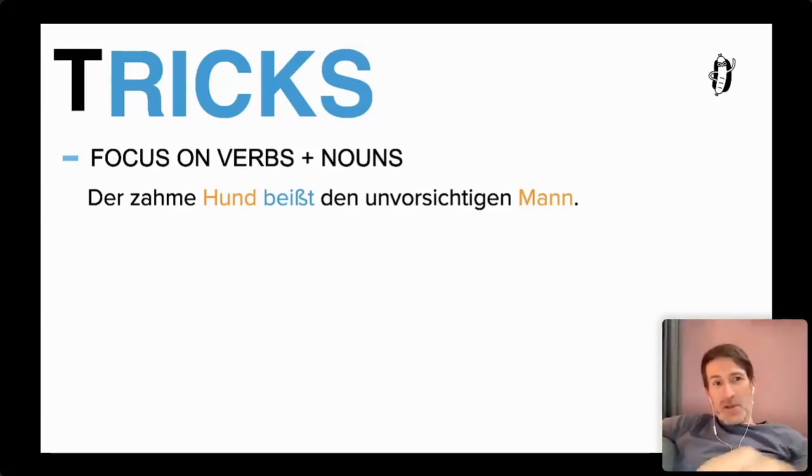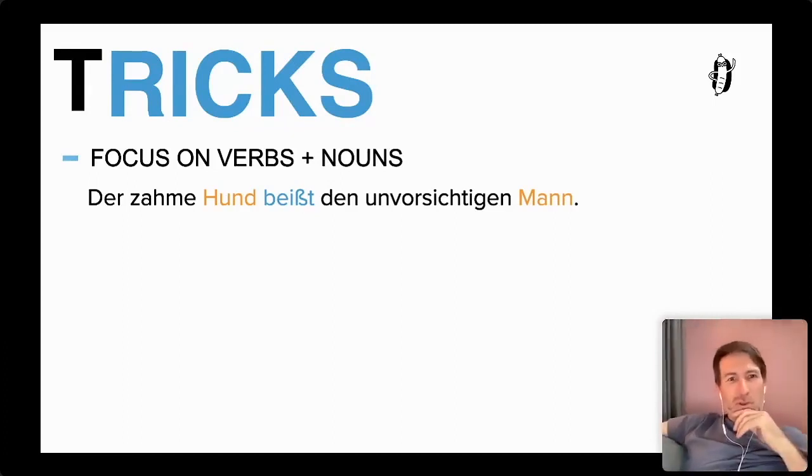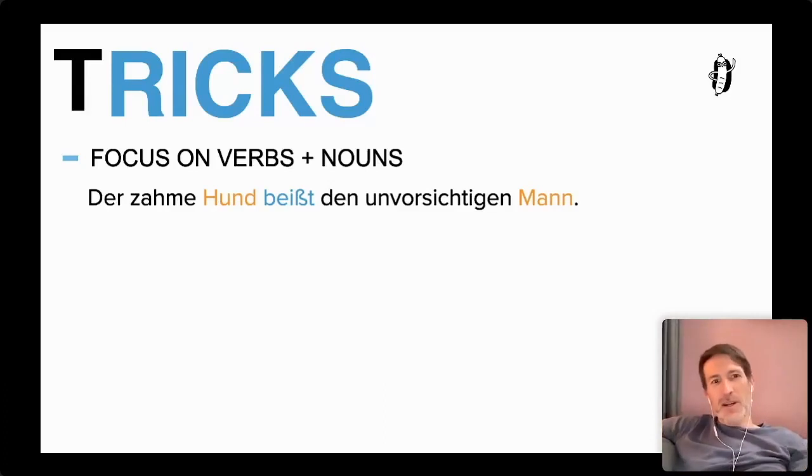The translation of this would be: the tame dog bites the not too cautious man. But the main information is dog bites man. And anything else is just decoration. So if you focus on the verbs and the nouns, and not all the nouns are necessarily relevant, you get quickly what it is about. Let's see the next sentence.